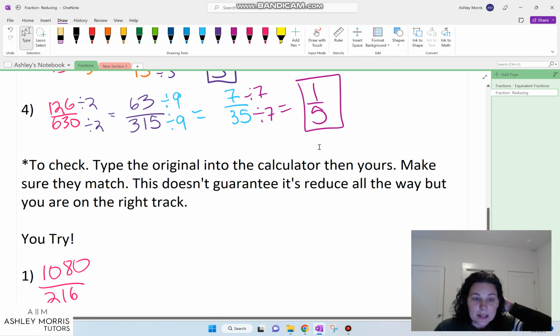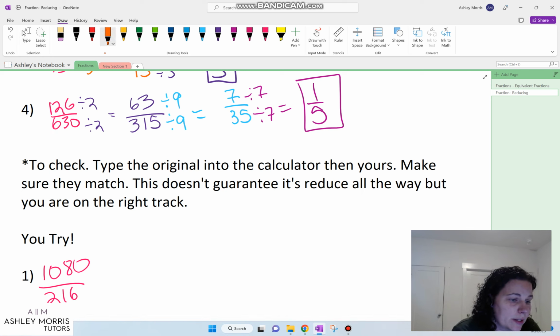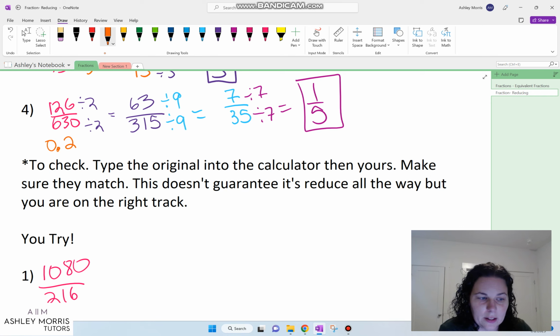To check, type the original in your calculator. Type the answer you got into the calculator. So if I type in 126 divided by 630, I get 0.2. If I type in 1 over 5, that will give me 0.2. Those are the same decimal, so I know that I'm on the right track.